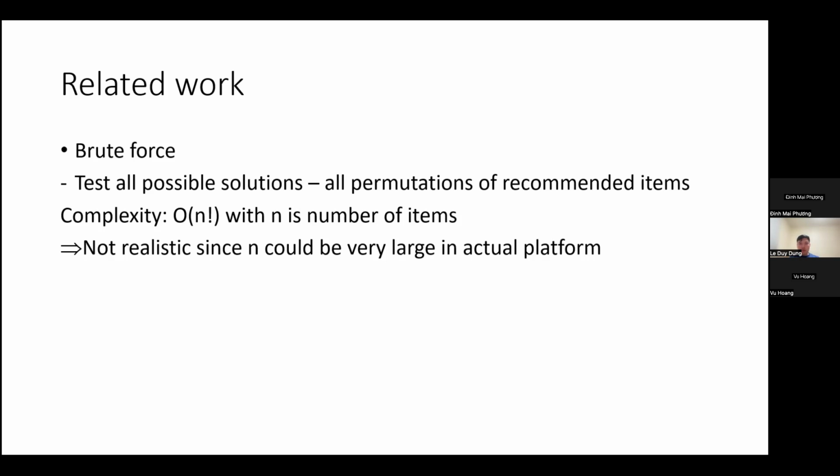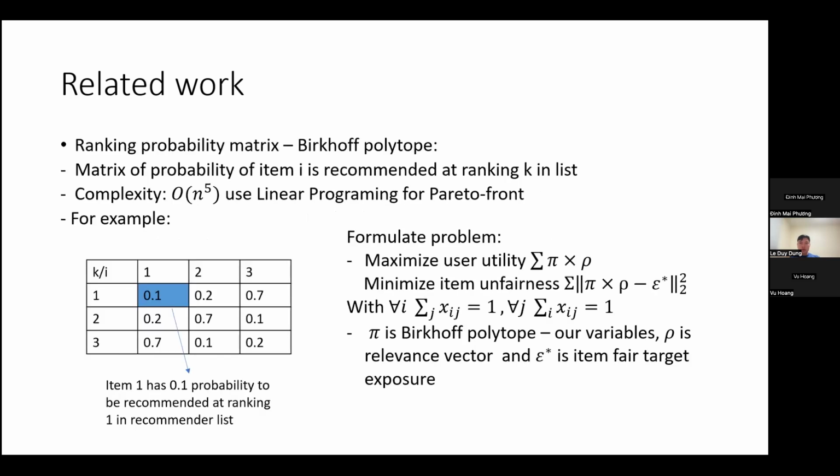So it's not really realistic because usually when they recommend something, you will have at least maybe 10 or more items. In some large e-commerce platforms, it will be 100. So the factorial of n will be very large, and no computer can do it fast enough to create a list in real time. So we have to choose a different way.